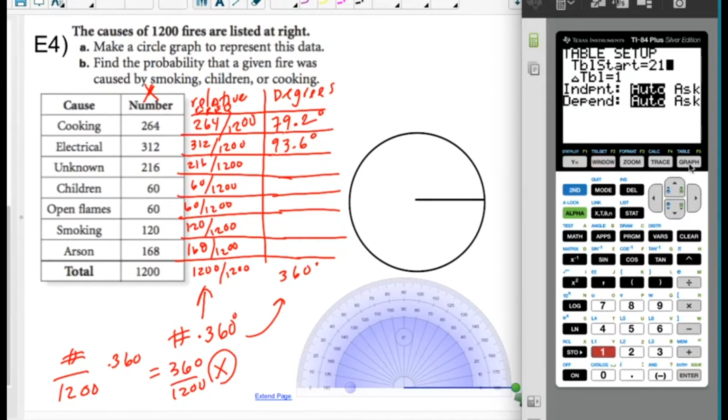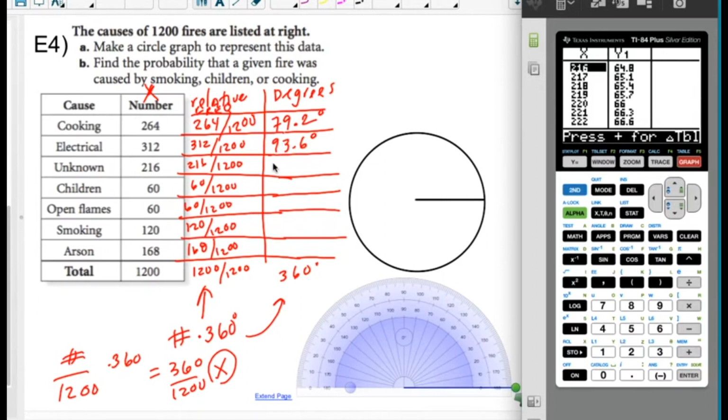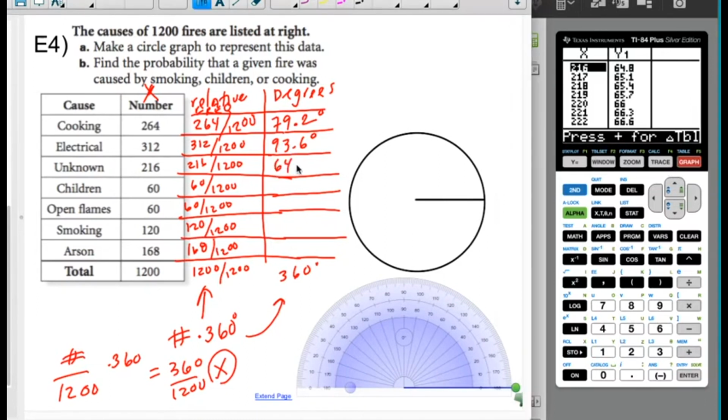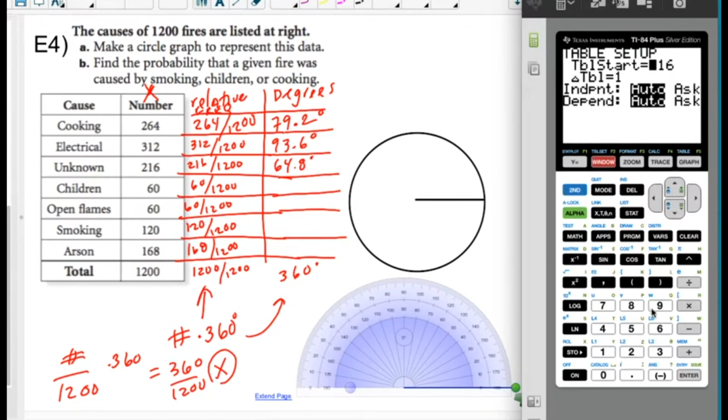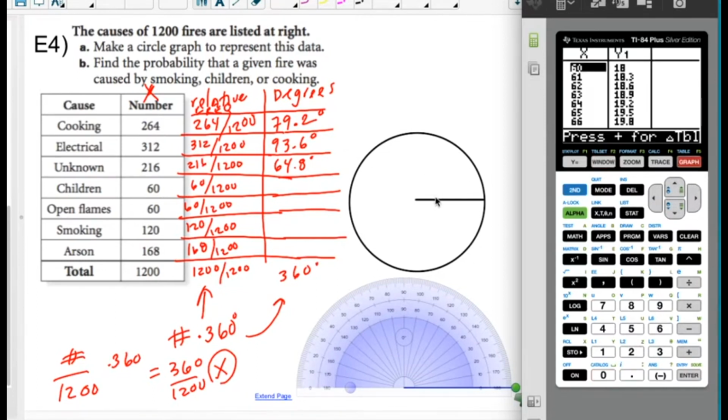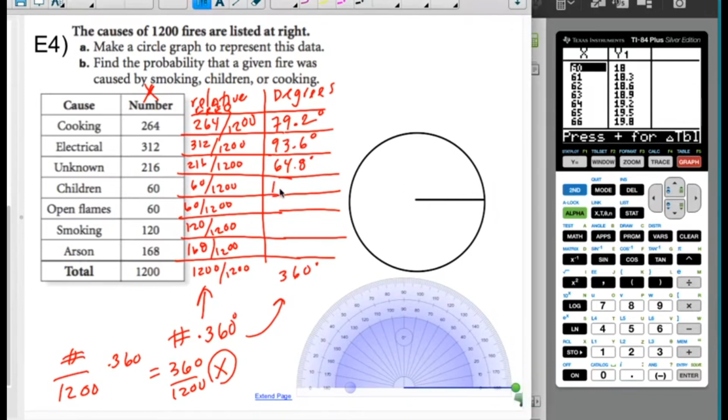Go back to the table. It's going to be the top number. Cool, that's 64.8 degrees, right? 60 over the, I'm going to go ahead, and the 60 occurs twice, which is nice, so I can bust that out. You could also probably figure this one out logically because it's an easy number relative to the 1200, right? So this is 18 degrees.